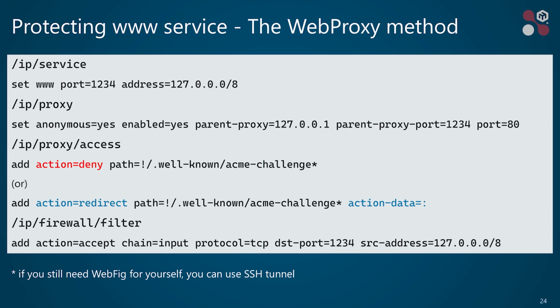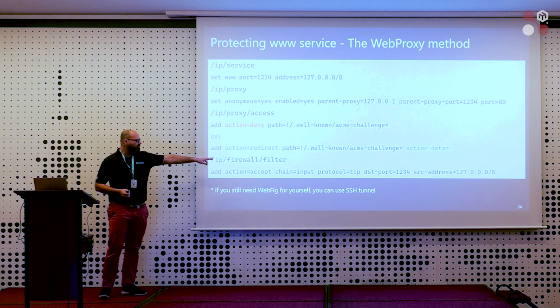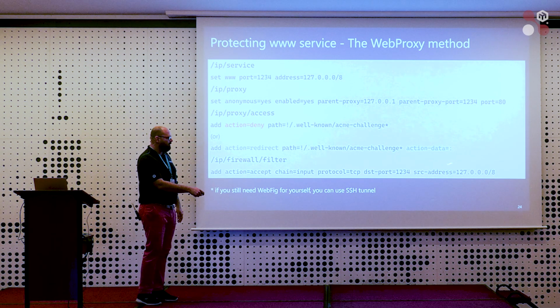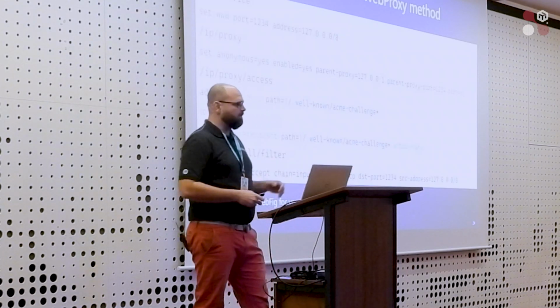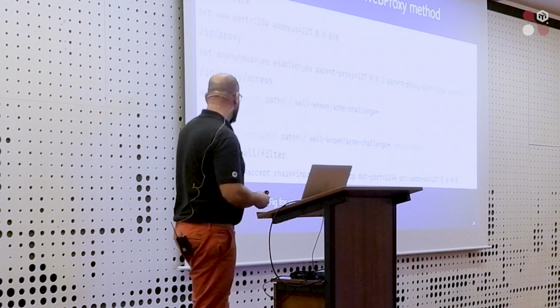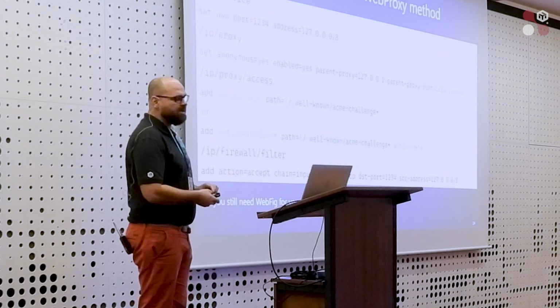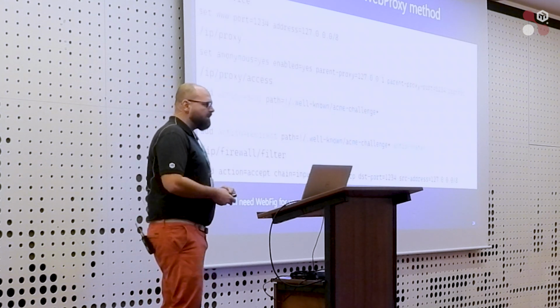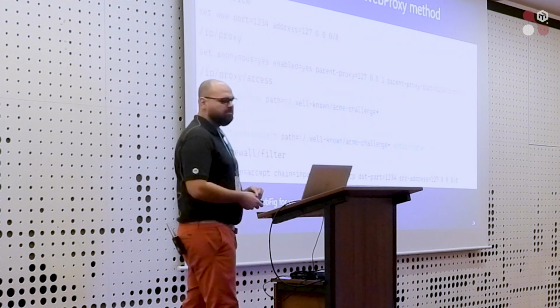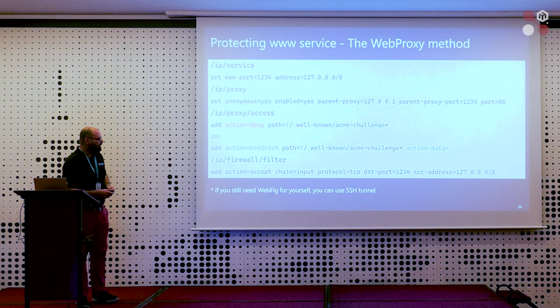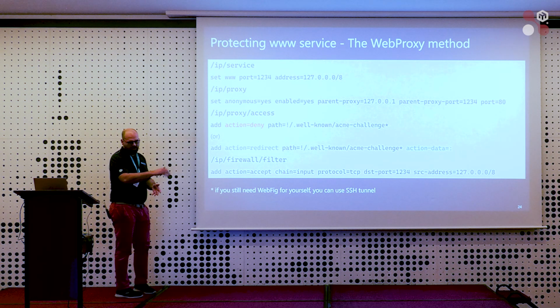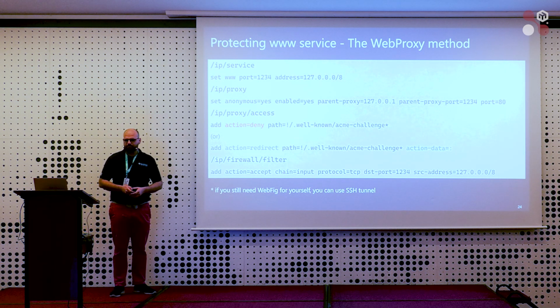So this is also a method how to hide the web config or how to show only the Let's Encrypt, let's say. And of course, don't forget to enable a filter that if I'm logging in from my local host to destination port 1234, so to the WebFig from the web proxy, I want to accept it. If you need the access for yourself, use an SSH channel, okay? And then you can go through the web proxy, or you can go directly to the device.